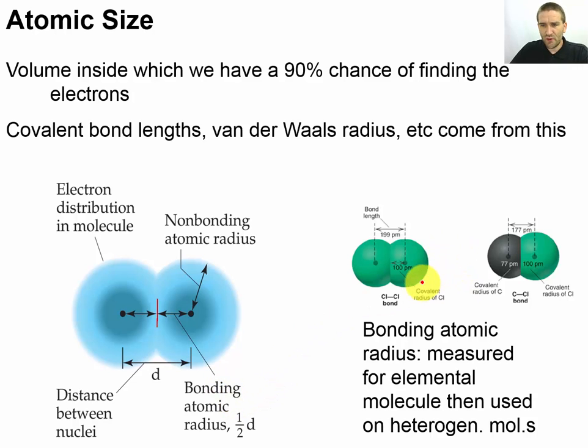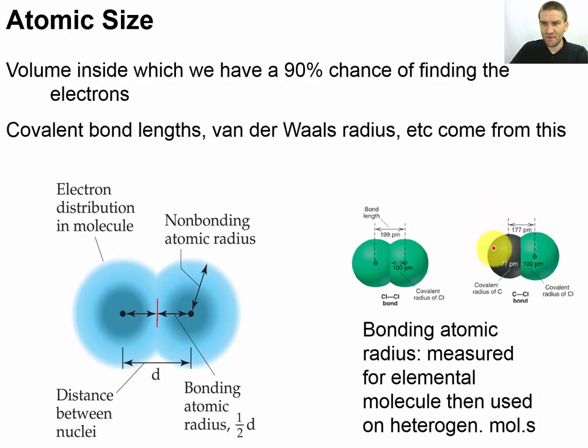Now, if we were to do that for something like chlorine, we'd get the bond length to be 199 picometers. When you divide that by 2 to get the covalent bonding radius, you decide that it's going to be about 100 picometers for our chlorine atom.